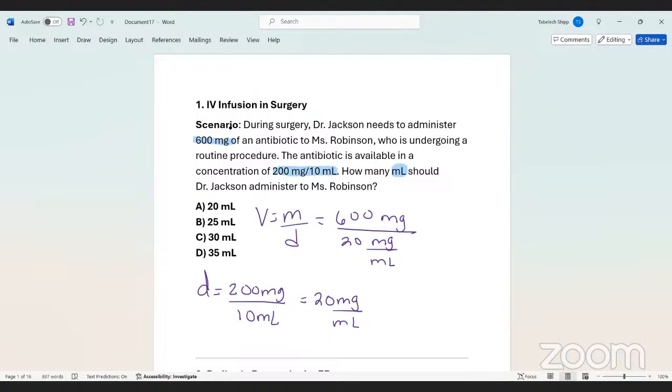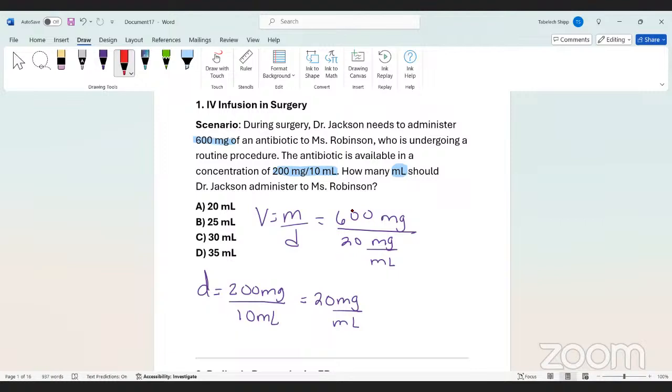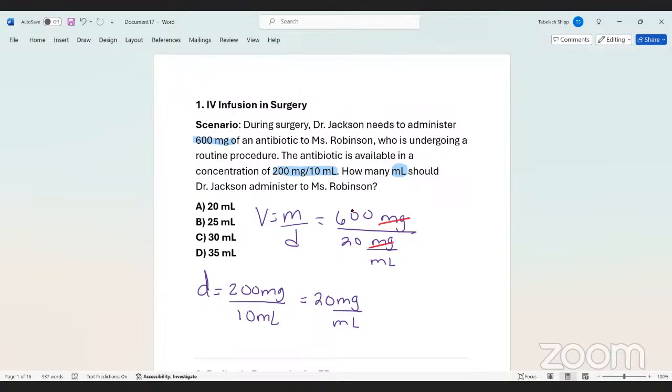Now, notice here that your units are going to cancel out. Your milligrams are going to cancel out and you're left with milliliters. And because you're solving for milliliters, that's going to give you your answer here. So 600 divided by 20 gives you 30. So for those of you all that said 30, you are correct. 30 milliliters is correct. So that's letter C.